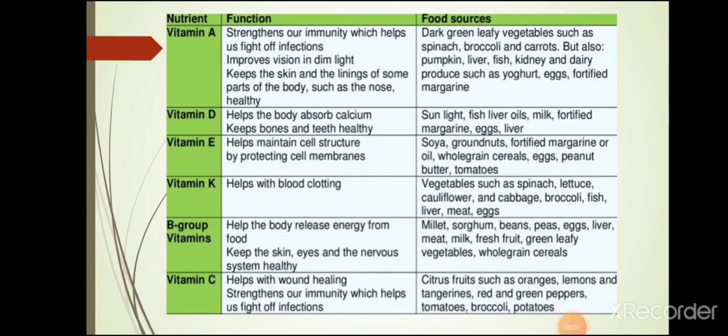Vitamin C, what is the function of vitamin C? It keeps blood vessels, teeth and gums healthy, and helps heal cuts and injuries. From where do we get vitamin C? From food items like orange, guava, tomato, amla, lemon.